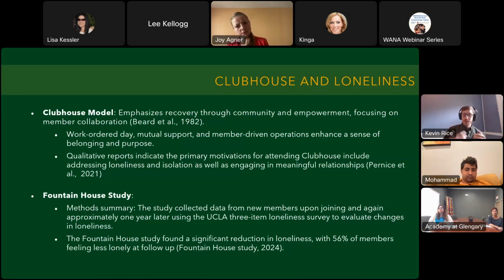We really wanted to look at this because, as we've seen a lot within the qualitative research, people identify having their loneliness and isolation addressed, and finding meaning and connection through the work-ordered day in the Clubhouse, as one of the primary experiences and motivations for using the Clubhouse. So this motivated us to start collecting this as part of our standard operations: we collect this 3-item loneliness scale at application and then follow up later. The last bullet point on this slide, with more detail on the following slide, is that we found a significant reduction in loneliness, with over 56% of the members in the cohort feeling less lonely at follow-up.